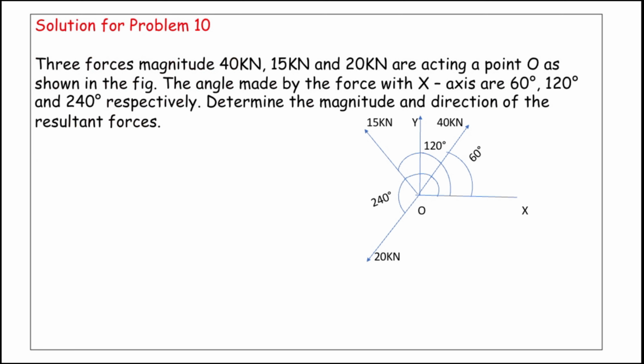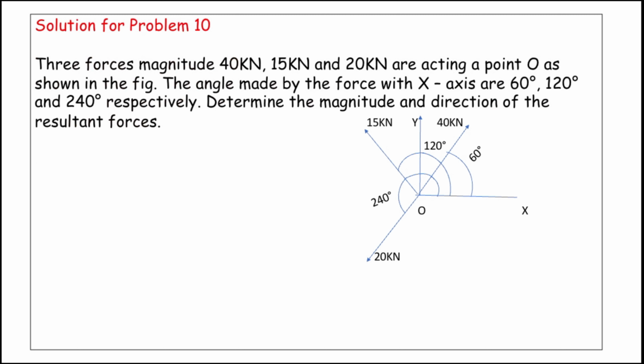Three forces, of magnitude 40 kilonewton, 15 kilonewton and 20 kilonewton, are acting at a point O as shown in the figure given below. The angles made by the forces with the x-axis are 60 degree, 120 degree and 240 degree respectively. The 40 kilonewton force acts at 60 degree from the x-axis, the 15 kilonewton force acts at 120 degree from the x-axis, and the 20 kilonewton force acts at 240 degree from the x-axis.